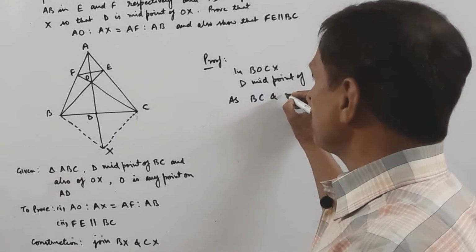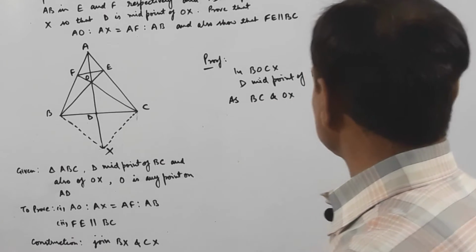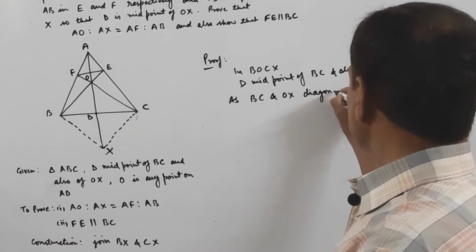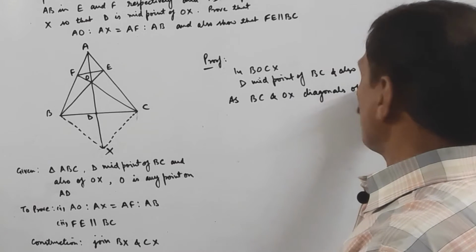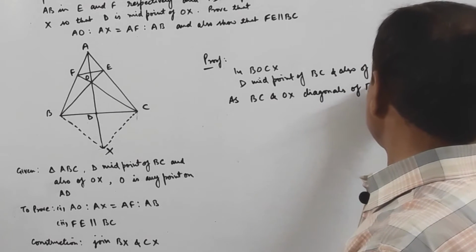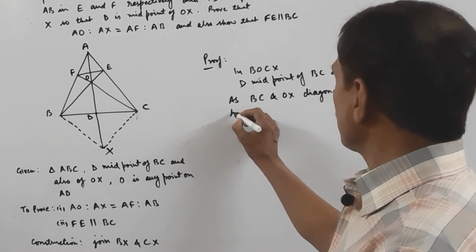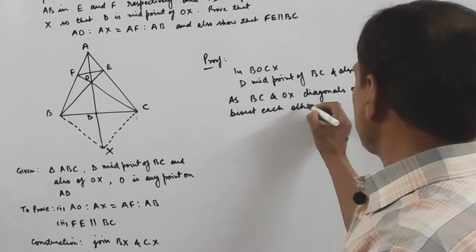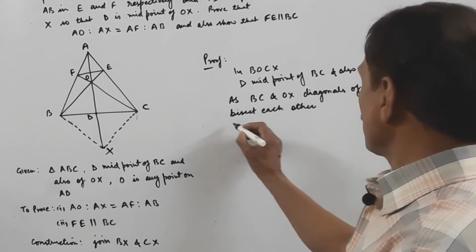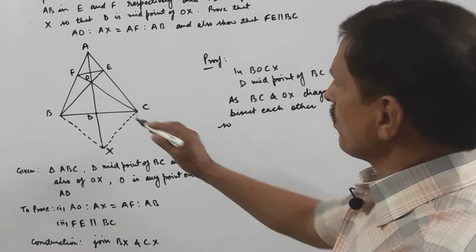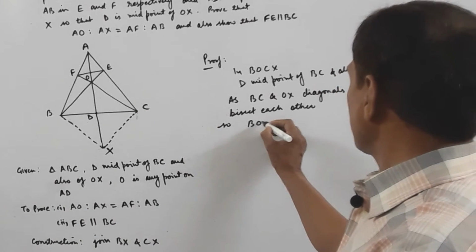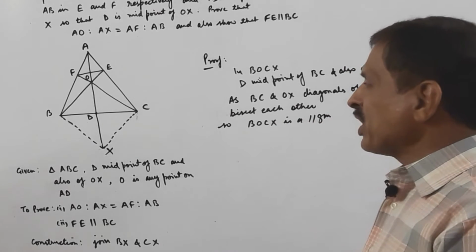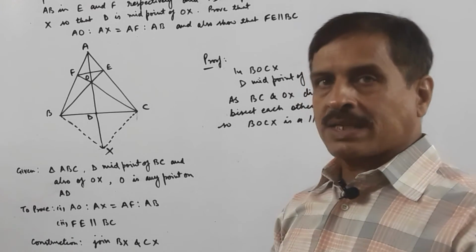BC and OX diagonals of BOCX bisect each other. So BOCX is a parallelogram. This is a property of parallelograms that diagonals bisect each other.